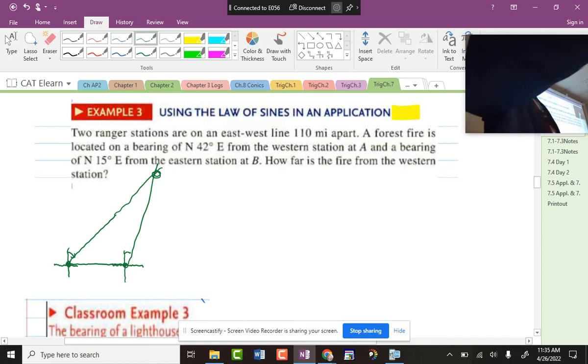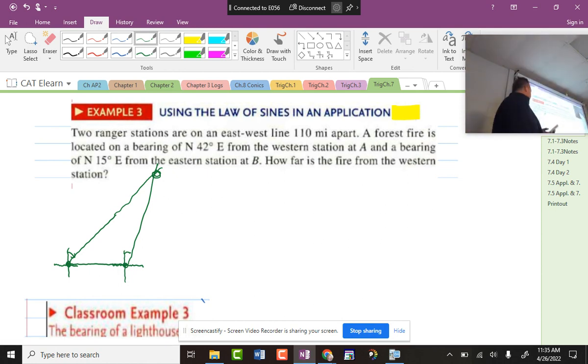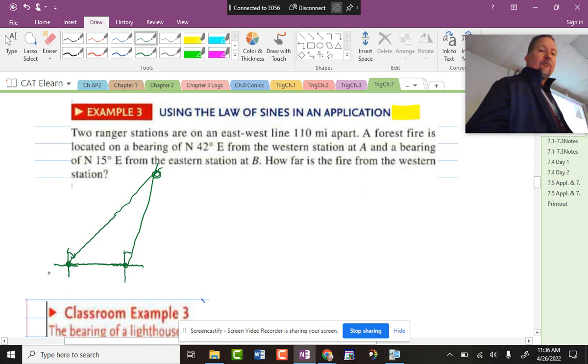Okay, so now I'm going to unfreeze. This is the initial drawing you should have gotten. This is what I mean about every drawing looking about the same. Okay, so number one, they're on an east-west line of each other. The bearing of the first fire from station A to the fire. See, that's why I think people mess up.